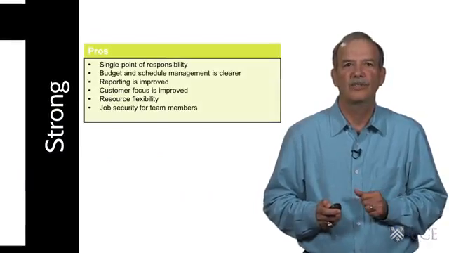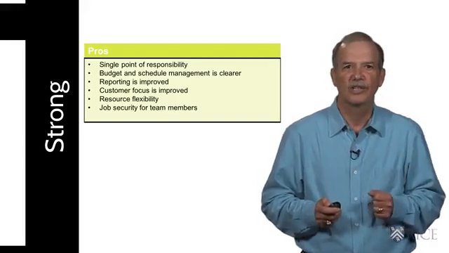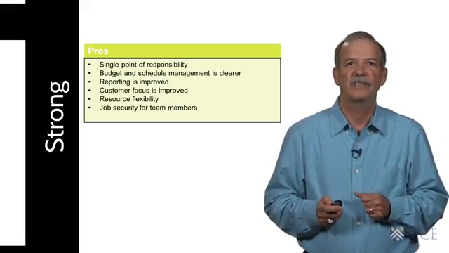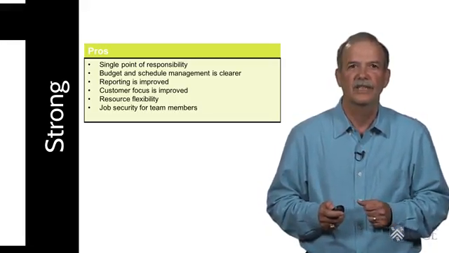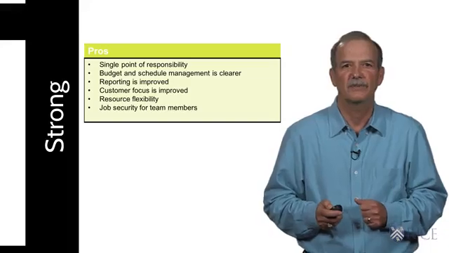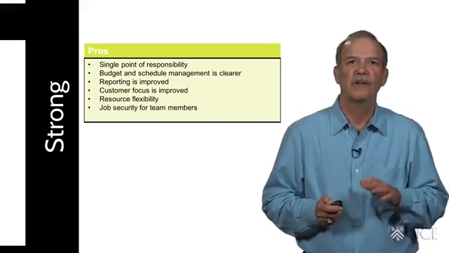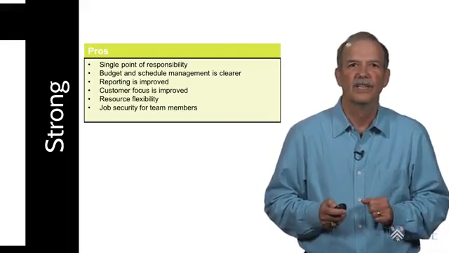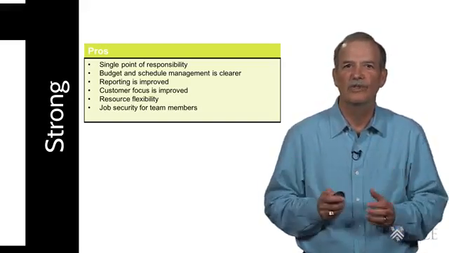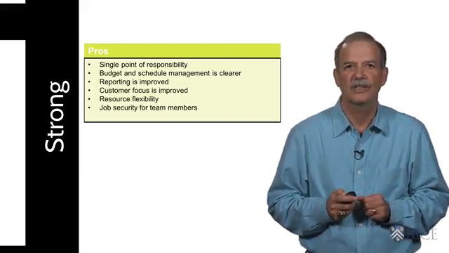The advantages of the strong matrix organization are pretty clear. A strong single point of responsibility and much stronger customer focus. The authority and responsibility for budget and schedule management is clear and resides with the project manager. Project reporting to management and to the customers improves since there's one person responsible. The strong matrix approach seeks to maintain resource flexibility by having the project staff continue to work in their function when they're not working on the project. However, with the project manager having more control over their time, some of the flexibility and cost savings in the previous organization structures has gone away.